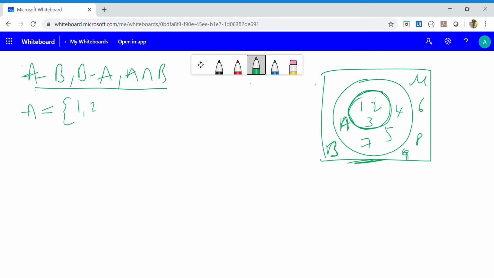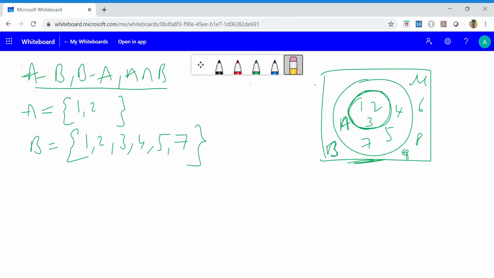So A set is 1, 2, 3. And here many guys will get confused. For the B set, you will write only 4, 5, 7. That is ultimately wrong. You have to write 1, 2, 3, 4, 5, 7. So B contains A also. A is contained in B. So you have to write 1, 2, 3, and also 1, 2, 3, 4, 5, 7.